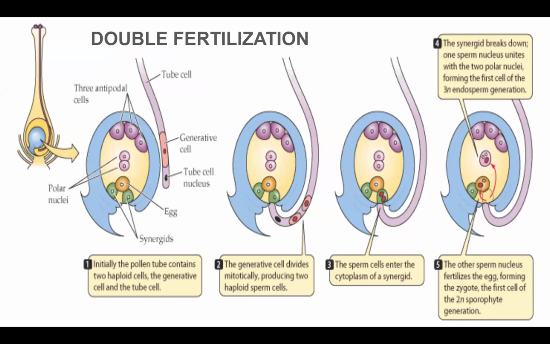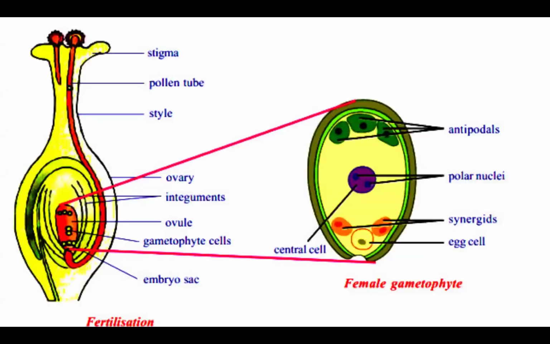when the pollen tube enters, it has one germinative cell and one vegetative cell. The vegetative cell will do nothing, but the vegetative cell will direct the germinative cell to move into the egg cell. So, in the embryo sac, we have the filiform apparatus which will direct the vegetative cell to come towards the egg cell. Okay, the synergids are having the filiform apparatus.